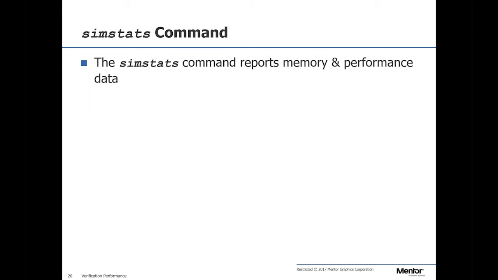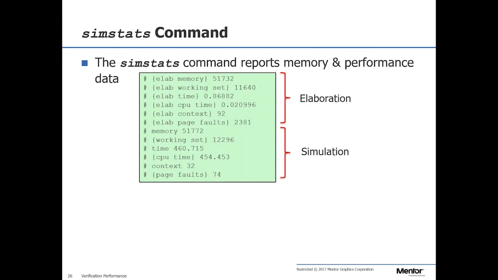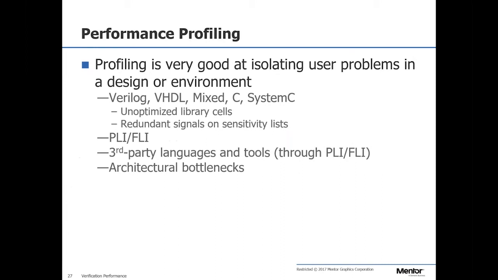So the first thing, if you're going to do this, is you need to get a baseline. And you can get that baseline with this command simstats. So at the end of your simulation, you can say simstats, and it'll print out how much time it took. So this is wall clock time, and how much CPU time. So this is how much actual CPU time you were running.